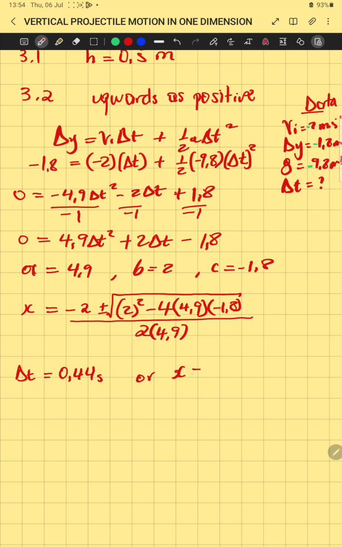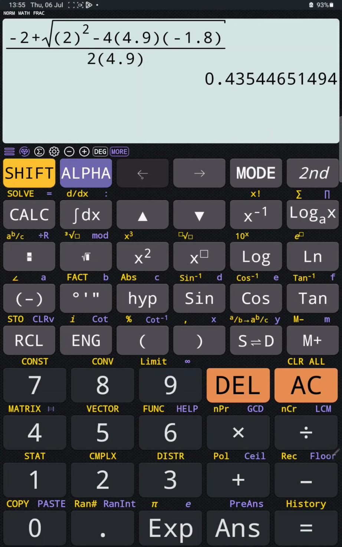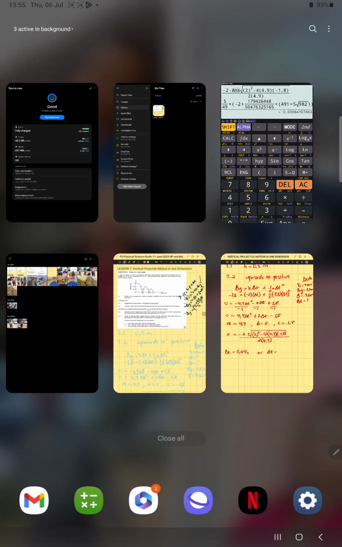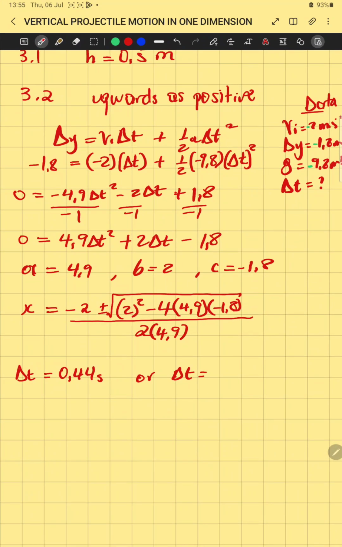Okay, let's confirm the second one here. Let's change the plus there and put minus. Yes, let's remove that plus and put minus. So it is negative, so we cannot take negative, guys. Why? Because time is a scalar quantity, so it doesn't have direction. So let's erase this part here. The only value of time that we got here is 0.44 seconds.